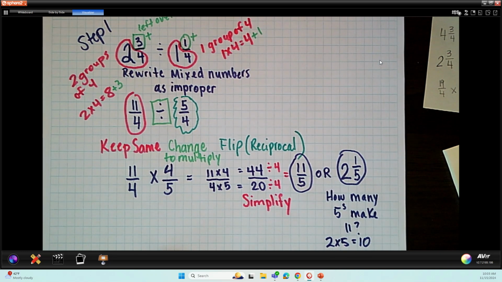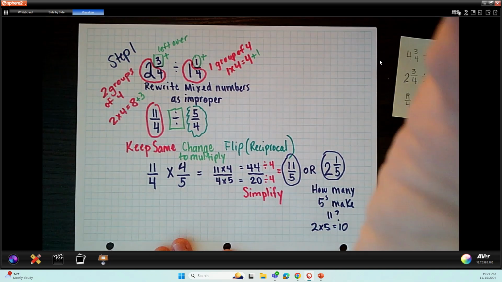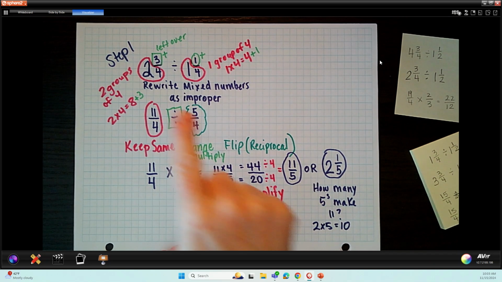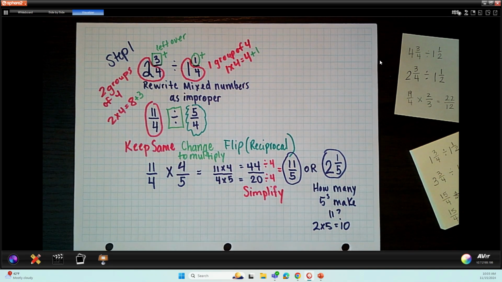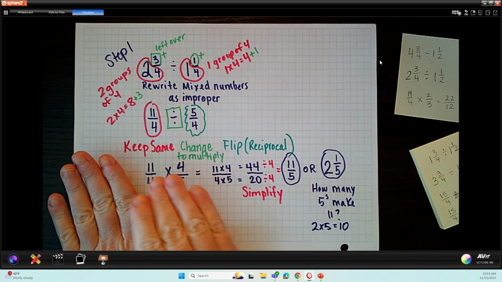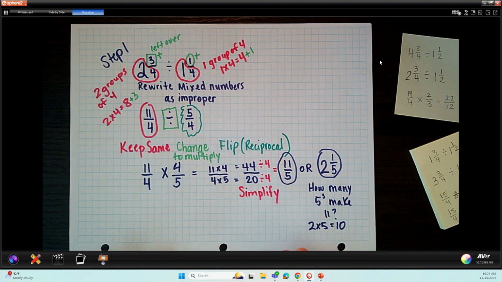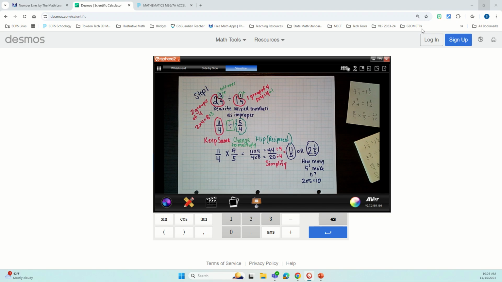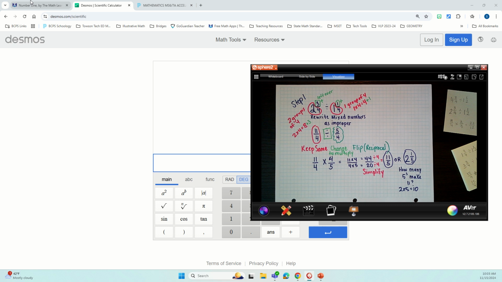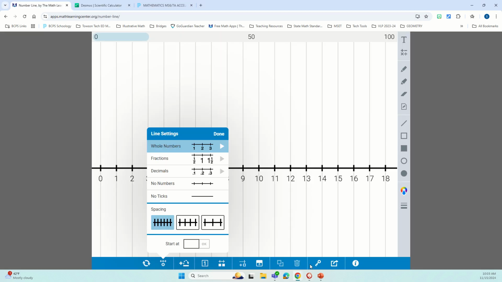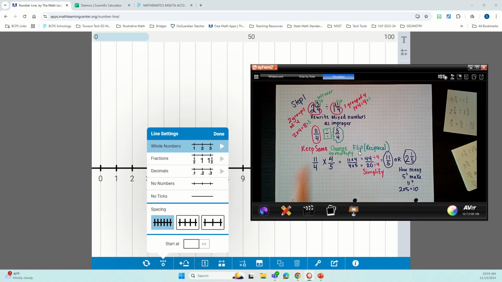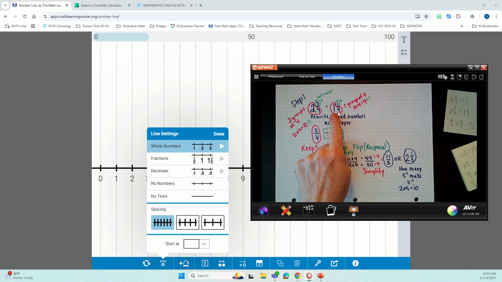All right, now let's take a look at this problem on the number line. Now this was a lot of math. Okay, so there's a lot of steps. So if your student struggles with following steps, because my daughter, when she was in school, she had trouble following steps, the number line may be easier for them. All right, so what I'm going to do is just minimize this, and I'm going to pop on over to the number line, and we're dividing 2 3/4 by 1 1/4.